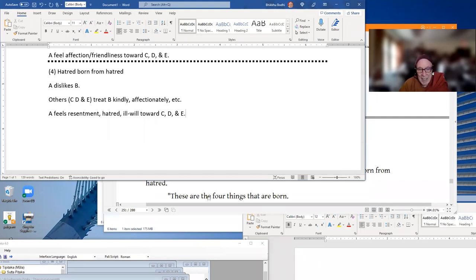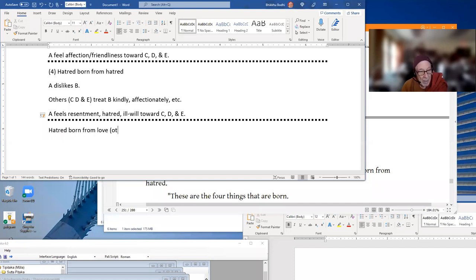Okay, these are four, in the sutta it's called four things that are born. But I was pondering a little bit about these possibilities, and it occurred to me that they could also be minimally a case of hatred born from love towards the same person, not towards some other person. And I think this is a common development in human relations. So we have A, love.